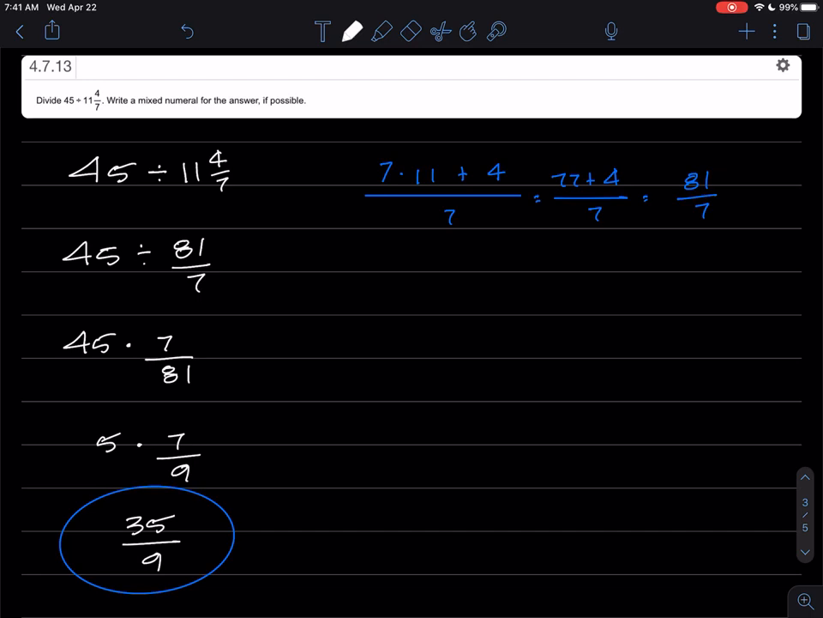Now you may want to write your answer as a mixed number. Just make sure you read the instructions. They'll have details on how you should write your answer. But 9 goes into 35 3 times, which is 27, which leaves 8. So here my answer would be 3 8/9.